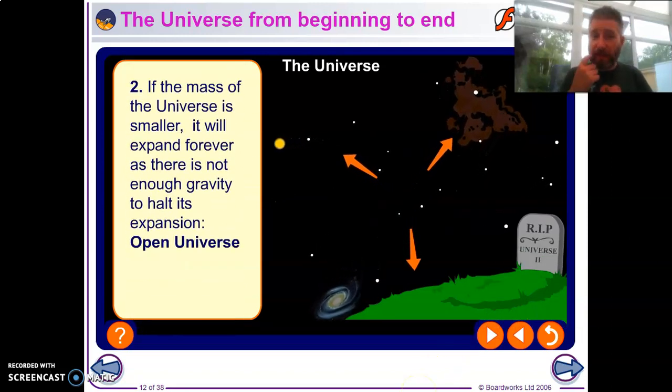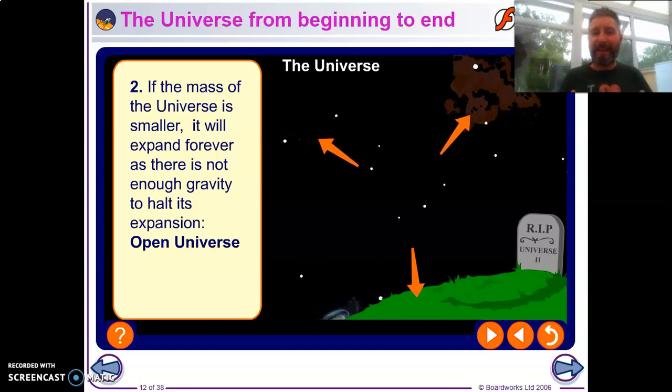What would happen if the mass of the universe is smaller? Well, in that case, the gravity will never be strong enough to stop it expanding, and it will just continually get bigger and bigger forever. That's what we call the open universe model.